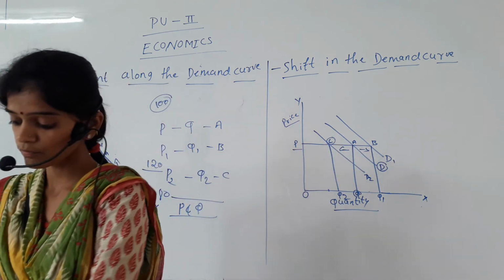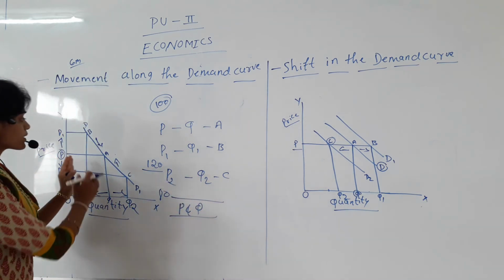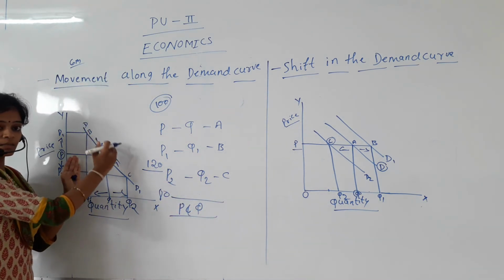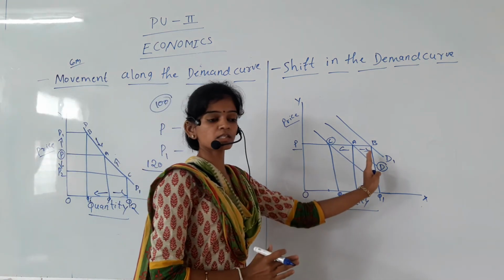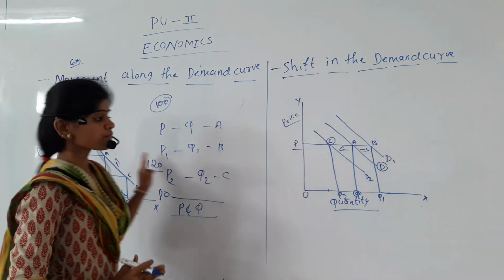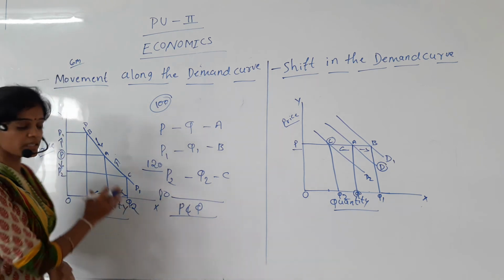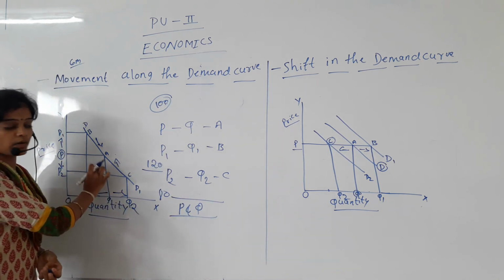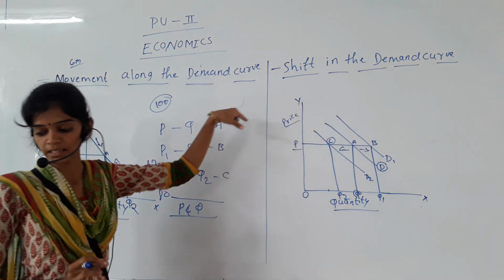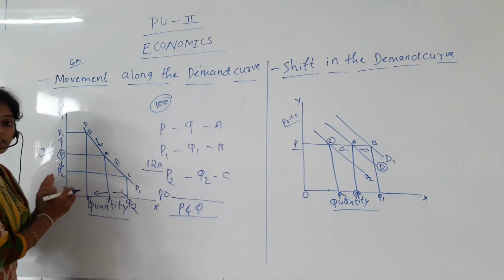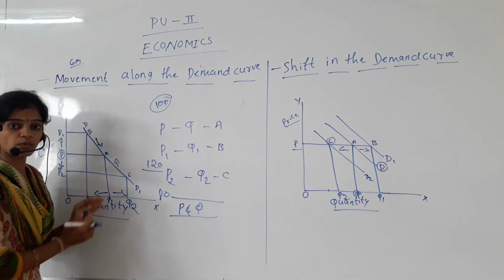So in the case of movement along the demand curve, the demand curve changes upward and downward, and it is only movement along the demand curve. In a shift, the demand curve shifts rightward or leftward. Next, the determinant: in movement we are using only price and quantity, while here we are considering non-price factors changing. So it indicates price: when price increases quantity decreases, and when price decreases quantity increases.